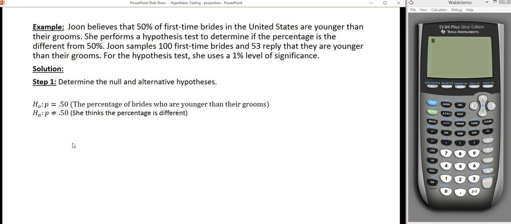So here's what our null and alternative looks like. Our null is p equals 0.50, that comes from the 50%, and then the p not equal to 0.50 comes from her thinking that it's actually different from 50%. So different doesn't mean greater or less than, so we put the not equal to. Step 2, we'll select a level of significance, alpha. They gave it to us here, 1%, so we'll write that as a decimal.